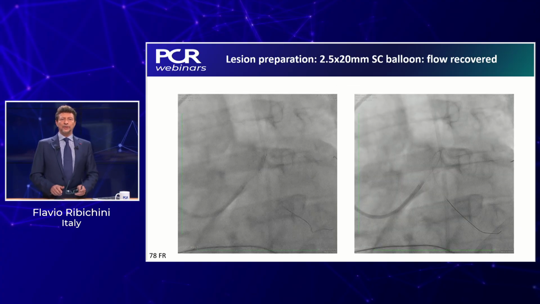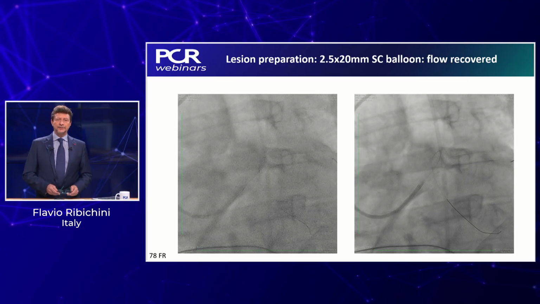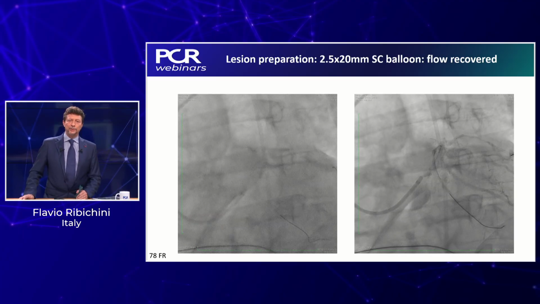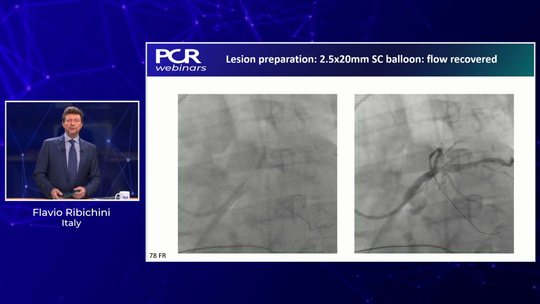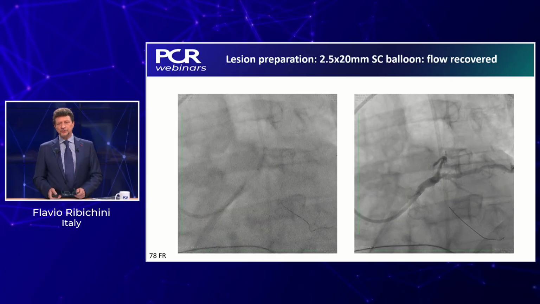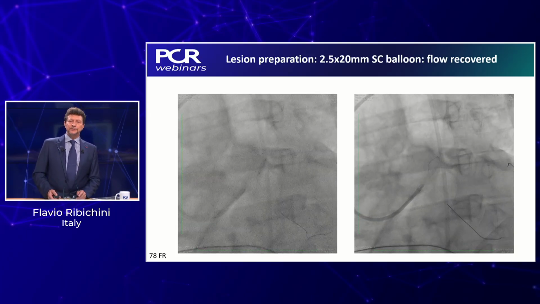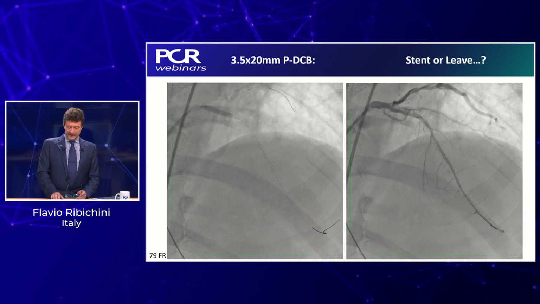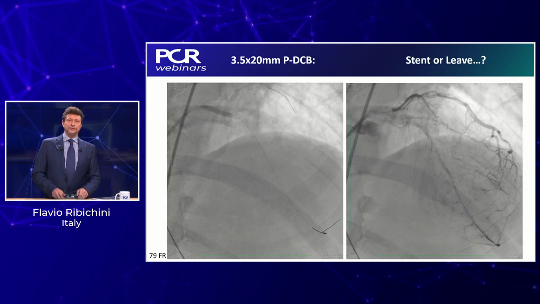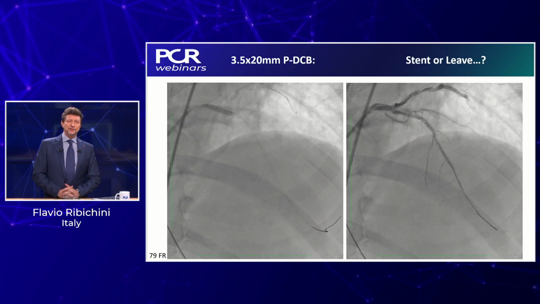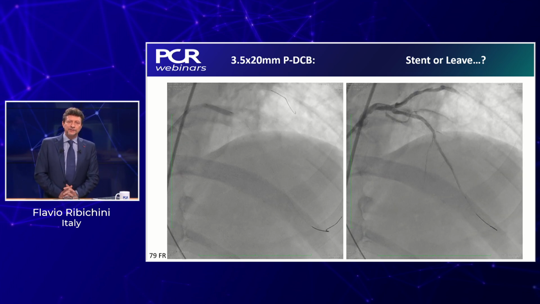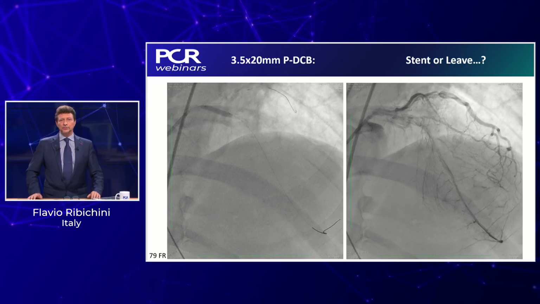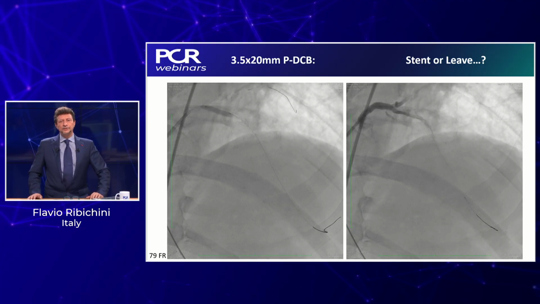And so the first thing to do is opening the vessel. It's a 2.5 semi-compliant balloon with flow recovered. So chest pain reduces, there is good flow. The guy has been my fellow, so he has been trained in trying to avoid metal, and this is a 3.5 by 20 millimeters paclitaxel eluting balloon. And this is the result.